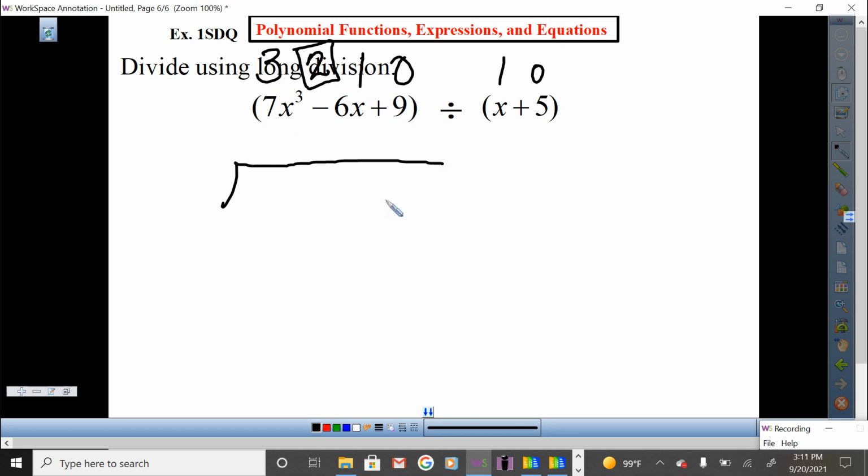If this goes here, but it needs to have all the degrees represented, I start with what? 7x cubed? Check. What would I write for second degree? Think about it. Zero x to the second. That is correct. Some of you are like, couldn't we just write x squared, Mr. Q? No, because then it's an invisible 1. So it has to show 0. And then minus 6x, and then plus 9. Copy that, and we're going to finish it off together. And then we write the divisor, x plus 5.